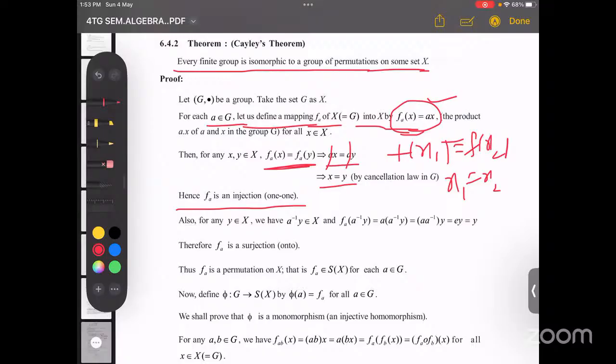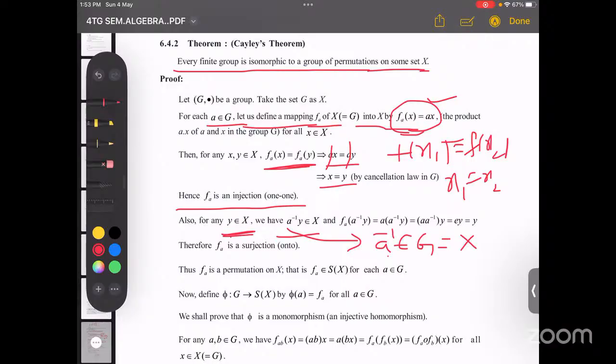Next thing is we have to show that it is onto function. So for onto, we are defining for any y belongs to X, that means for onto function, we need A inverse of y. So A inverse of y belongs to X. So this A inverse is the element in G. Whatever A inverse is there, this A inverse is also an element in G. So now we are combining this A inverse and also this Y.